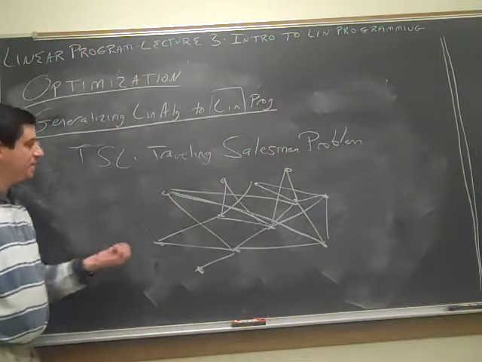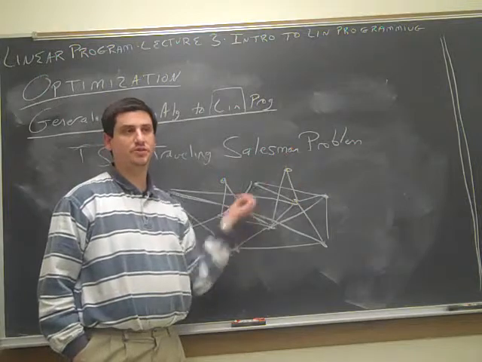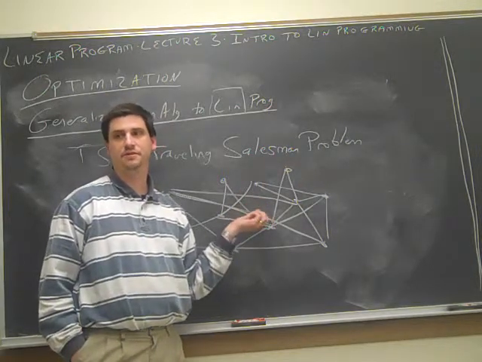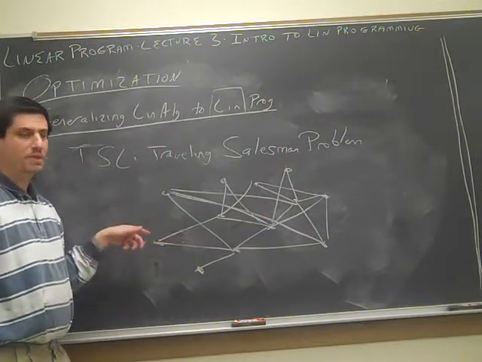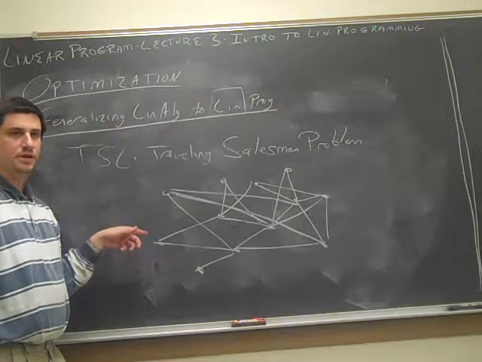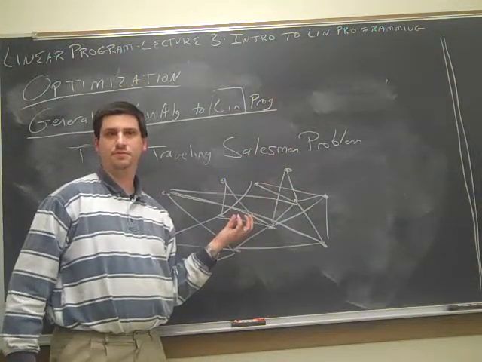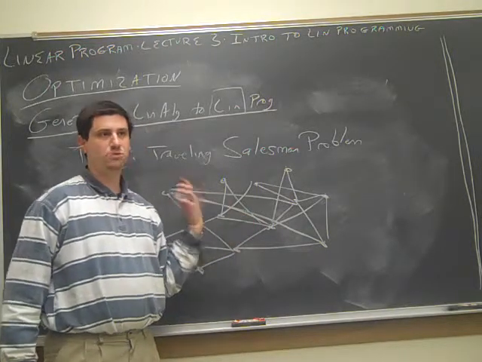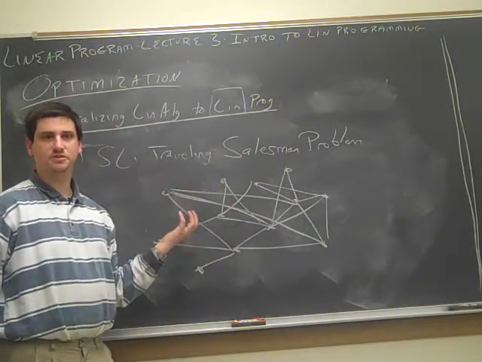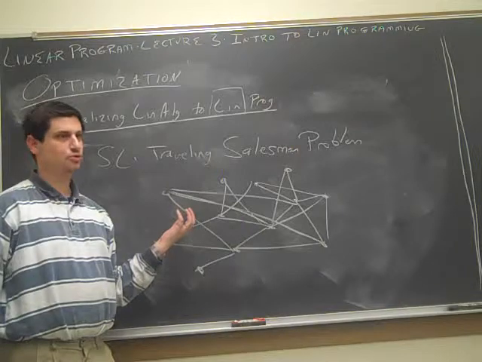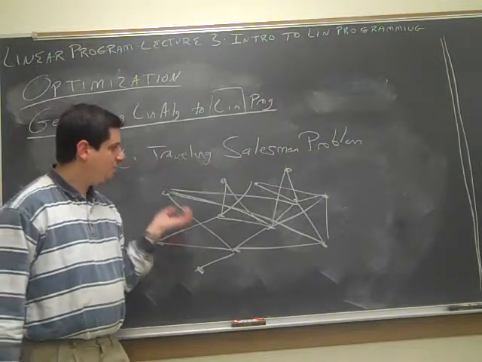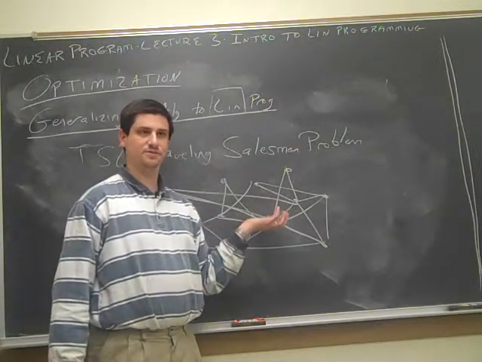You want to minimize the time spent traveling, because time you spend traveling is time not selling things. And not all cities might be connected. And so the question is, what is the optimal route to go through the network? Do you think an optimal route exists? Sure. How many possible routes are there?